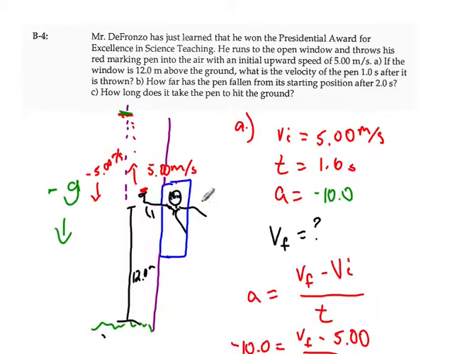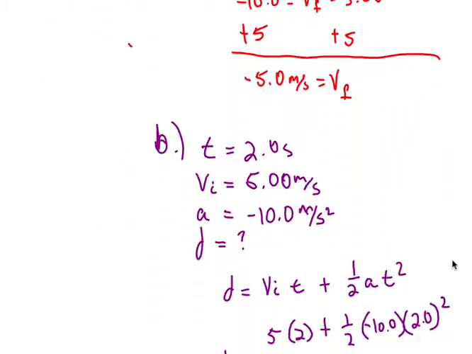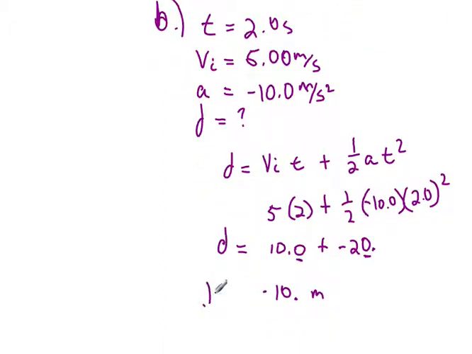If we say this is the 0 mark where he throws his pin, it goes up, and now it's at negative 10 meters. So negative 10 meters from the 0 mark is down about here. That's where the pin is. It has fallen negative 10 meters after going up a bit. So that is B. That is the distance.